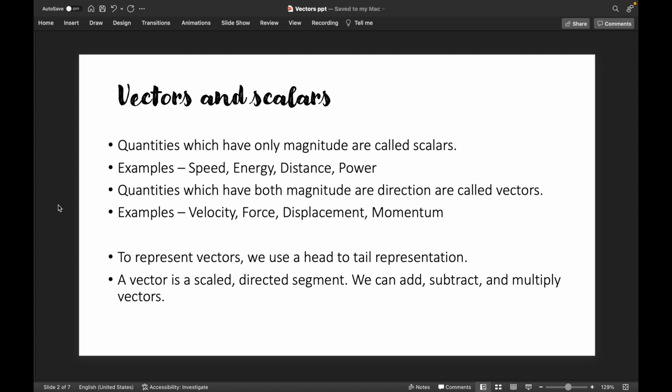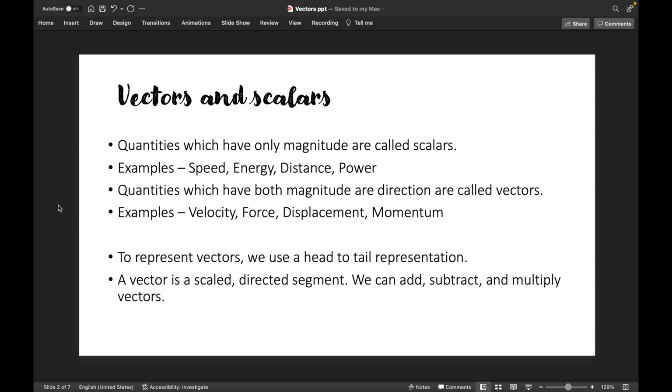If I walk at 2 meters per second to the right, that would also be the same as walking to the left with the same speed. Here, the speed is the same, but the velocity is not the same. In the first example, it's going to be plus 2 meters per second, and in the second one, it's going to be negative. This is because vectors have direction. So quantities which have both magnitude and direction are called vectors. The examples are velocity, force, displacement, and momentum.